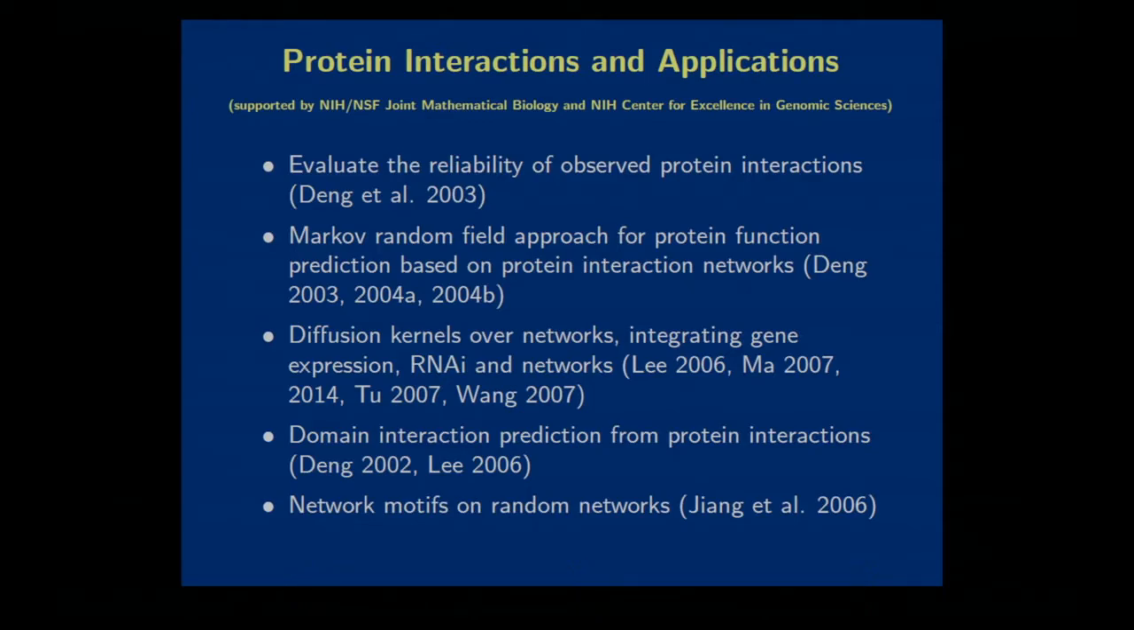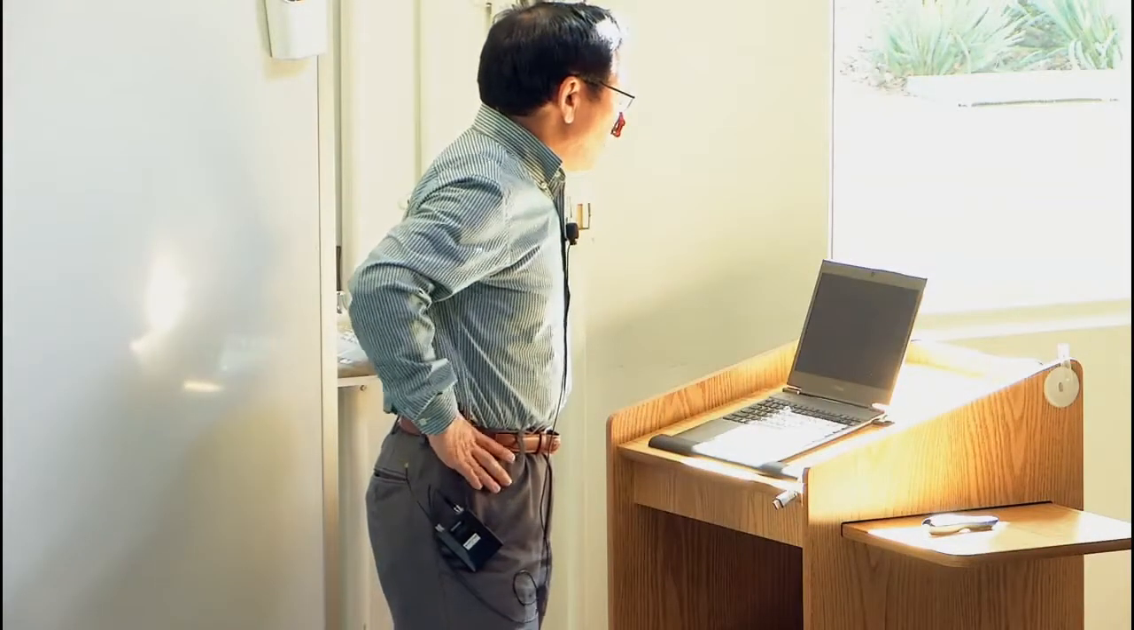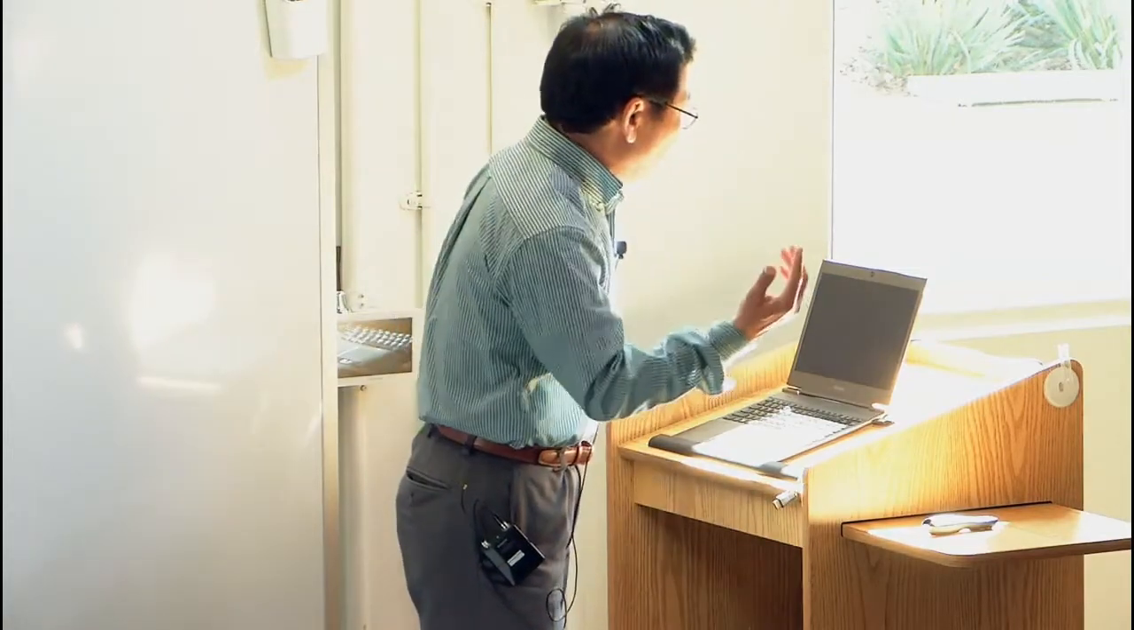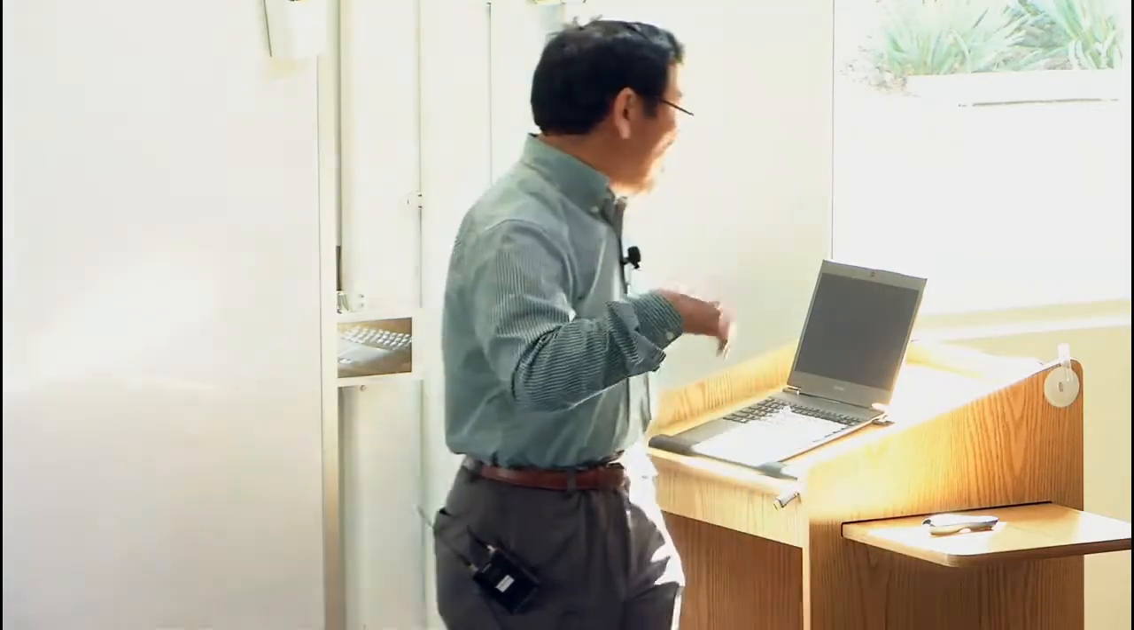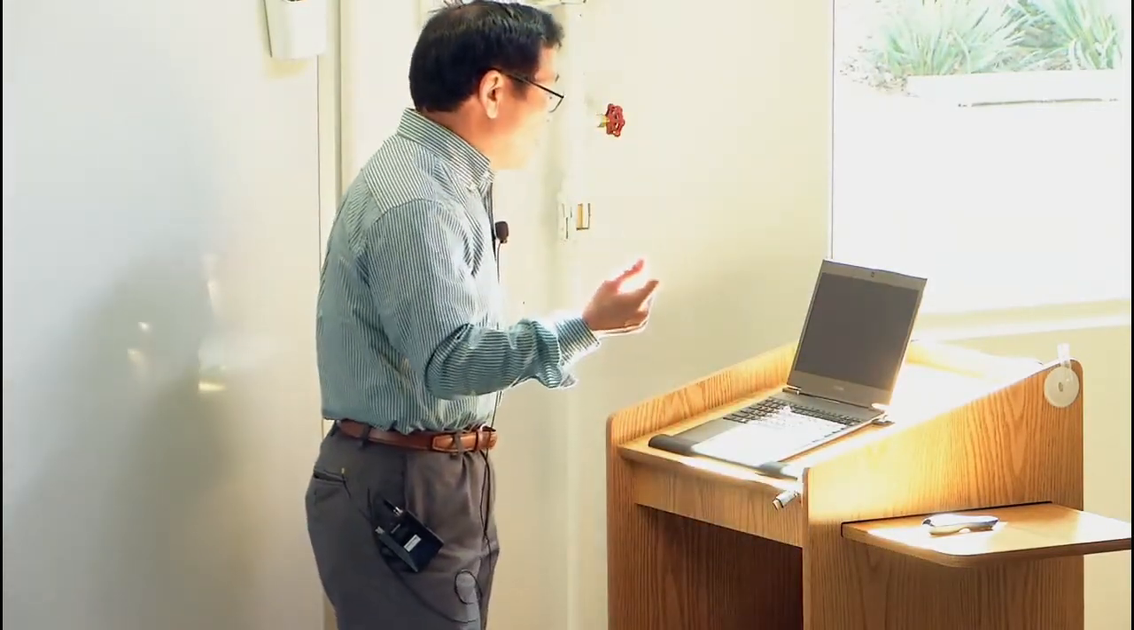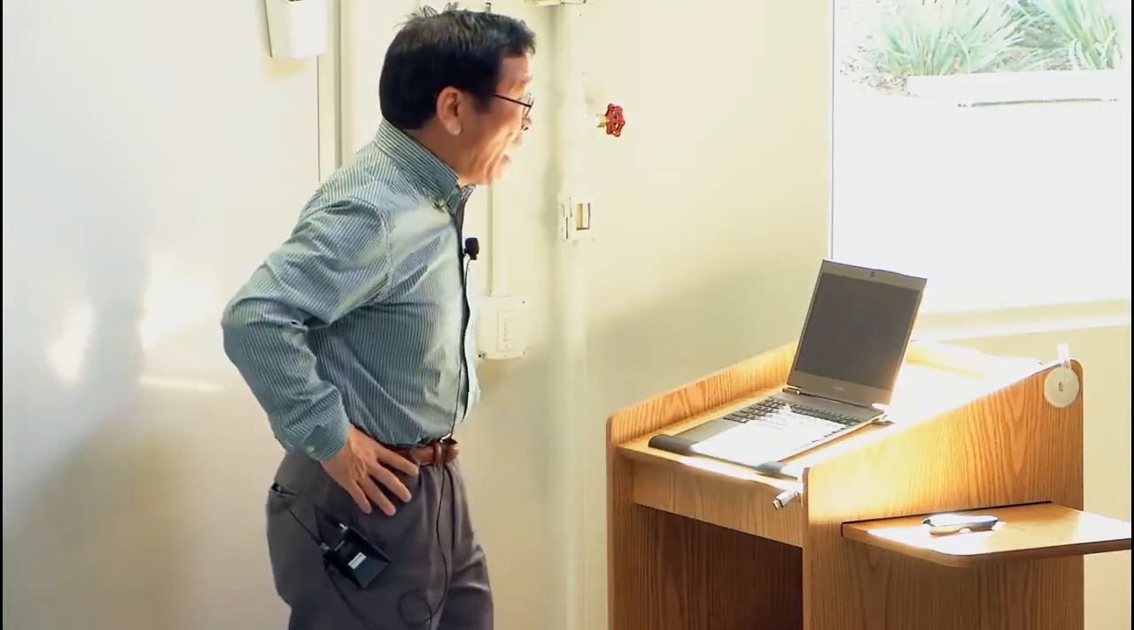The other problem that we worked on is predicting RNAi targets. We know you can knock down genes using RNAi and try to see the direct targets, but there are false positives and false negatives. We used the idea of the diffusion kernel together with the protein-protein interaction network, and we show that you can recover the true positives from the RNAi experiment.